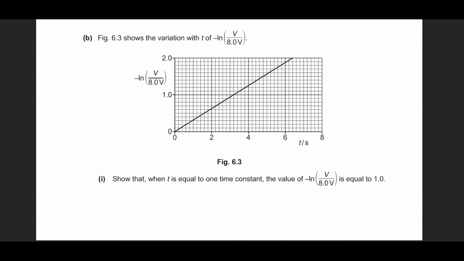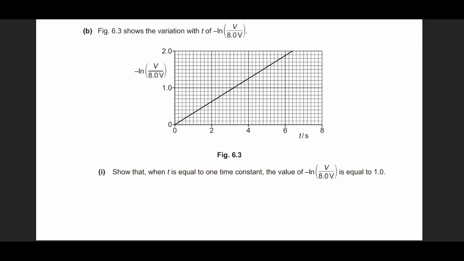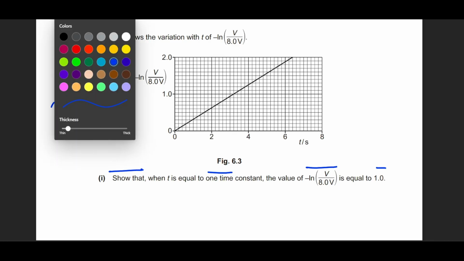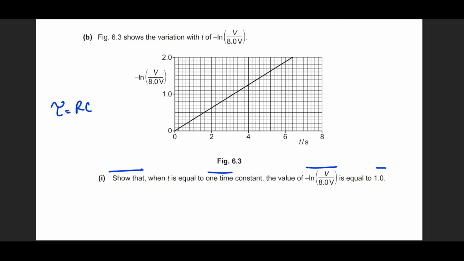Next we have this graph. Looks scary, but don't worry. He says, show that when t is equal to 1 time constant, the value of ln is equal to 1. So what is a time constant? Time constant tau is equal to RC. This actually tells you that the voltage of the capacitor reduces by 63% after 1 time constant. So that is basically a representative of how the values are going to reduce in terms of the time that is incoming.